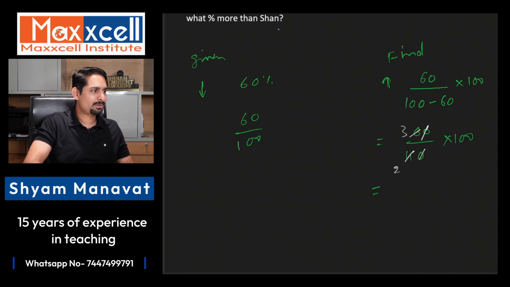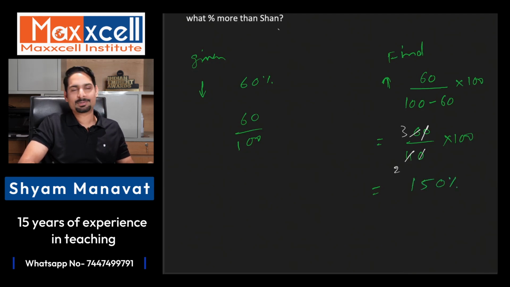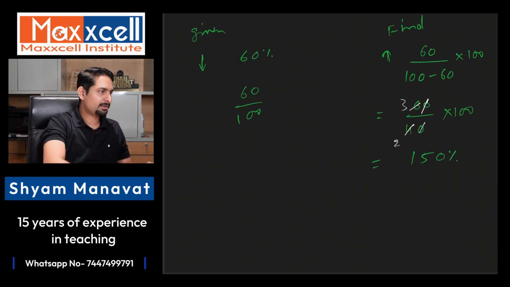Tell me, what is 3 by 2 into 100? Do I need to show the calculation for this? No, all of you are quite smart, right? So this is 3 by 2 is 1.5, right? So 1.5 is 150%. You can cancel 2 and 100, you will find 50. 50 into 3 is 150. So 150%. Okay.